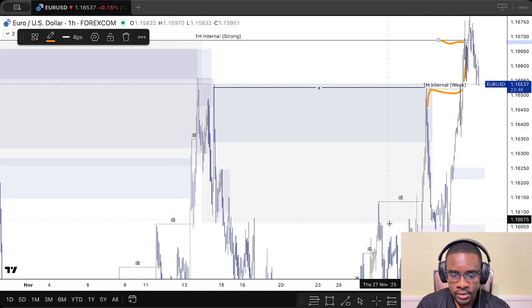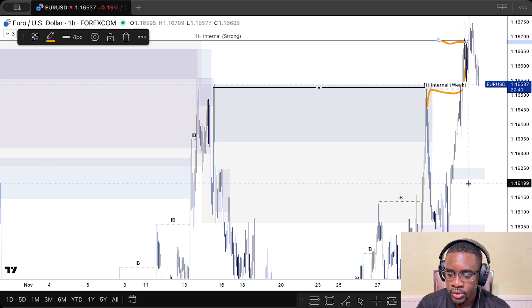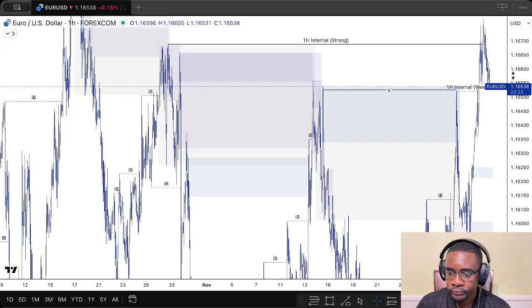So this is internal of the internal, and this is the proper internal. That high has been taken, so this means that we are now bullish on the internal trend on the 1-hour. The internal trend on the 1-hour is bullish.